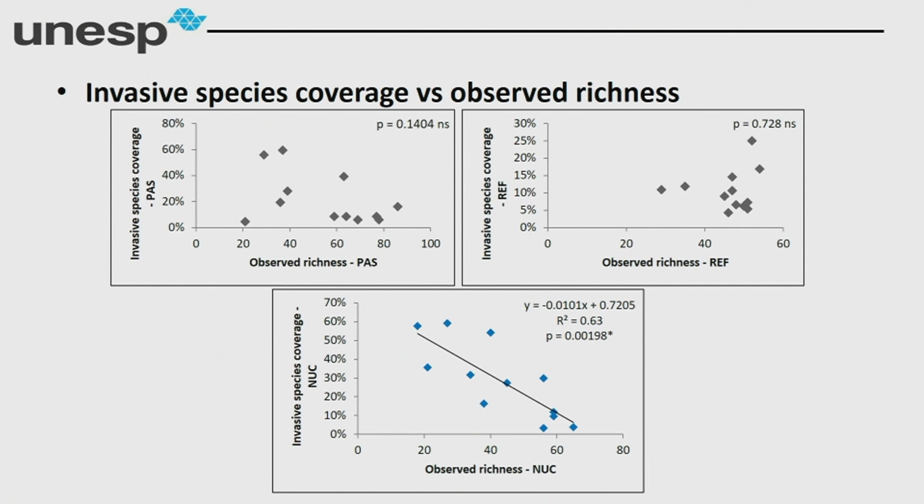Same happened for observed richness. So we didn't find any influence of observed richness on invasive species coverage for reforestation and passive restoration. However, we found that when we had lower numbers of richness, we had the highest invasive species coverage on nucleation.